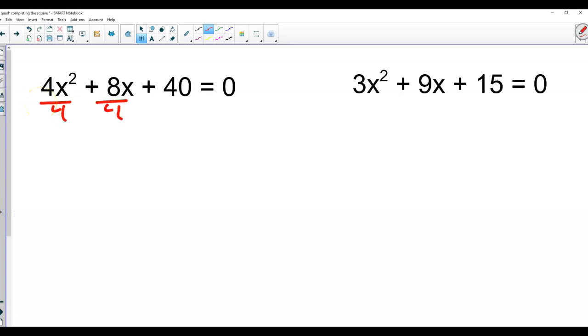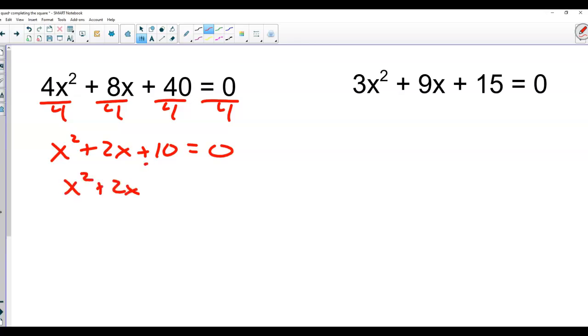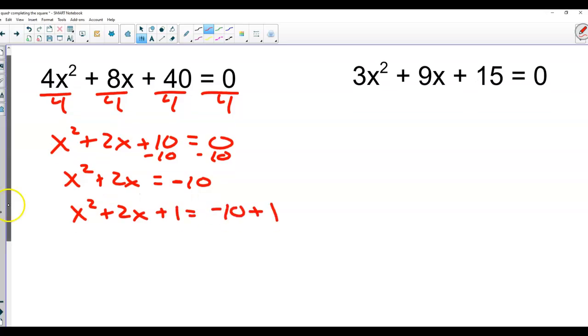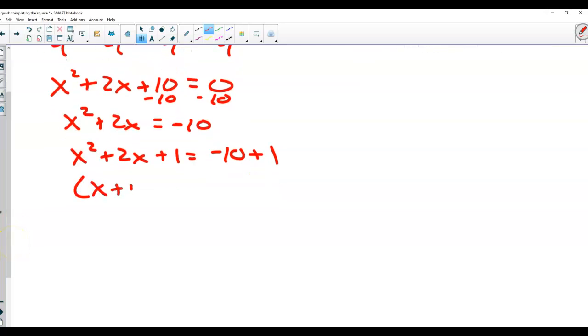So, once again, there's not a 1 in front of the x squared, so I've got to force that. Divide everything by 4. x squared plus 2x plus 10 equals 0. I'm moving the 10 over. x squared plus 2x, I'm moving it over by subtracting it, equals a negative 10. x squared, half of 2 is 1, 1 squared is 1. When I factor this, I get x plus 1 squared equals a negative 9.